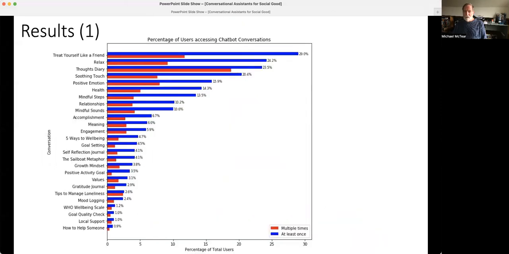Now, looking at some of the results, this is a diagram that's setting out the percentage of users that access different elements of the chatbot conversations. So at the very top, we have, for example, treat yourself like a friend, relax, thoughts diary, and so on.